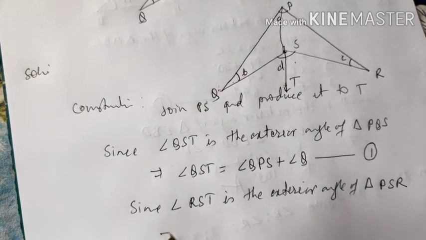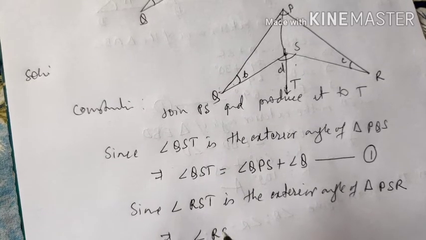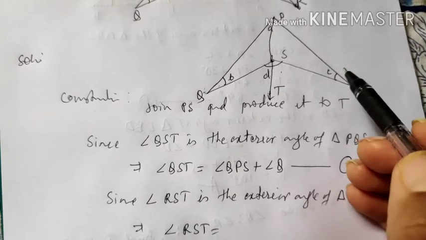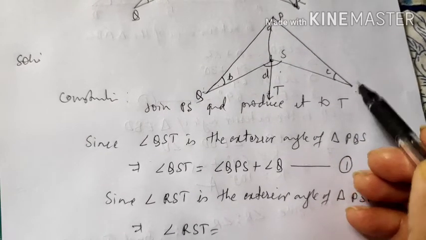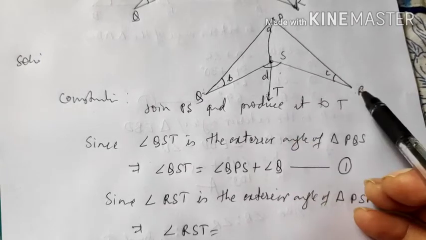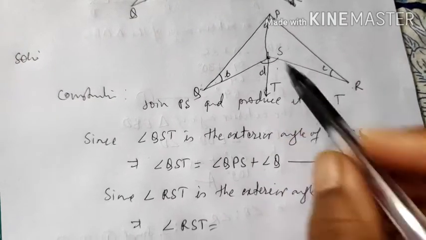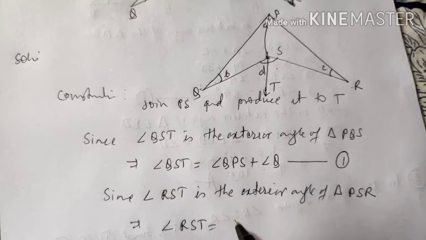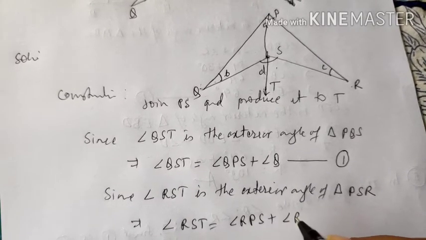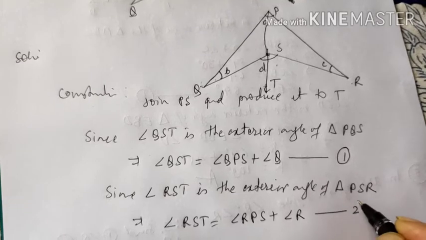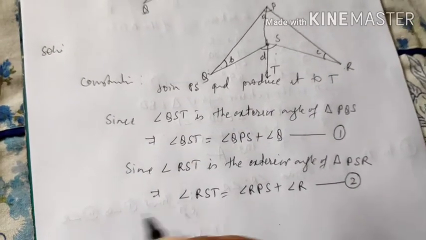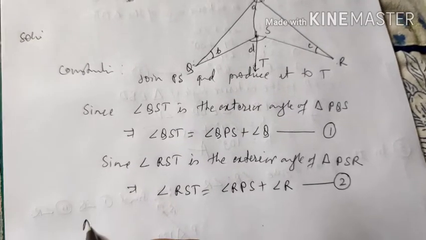So this implies angle RST must equal its two interior opposite angles, that is angle R and angle RPS. So this equals angle RPS plus angle R. We denote it as equation 2. Now adding corresponding parts of equation 1 and 2.